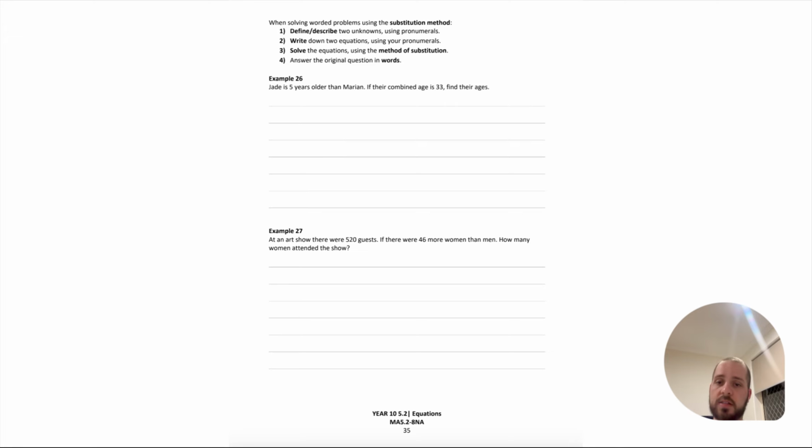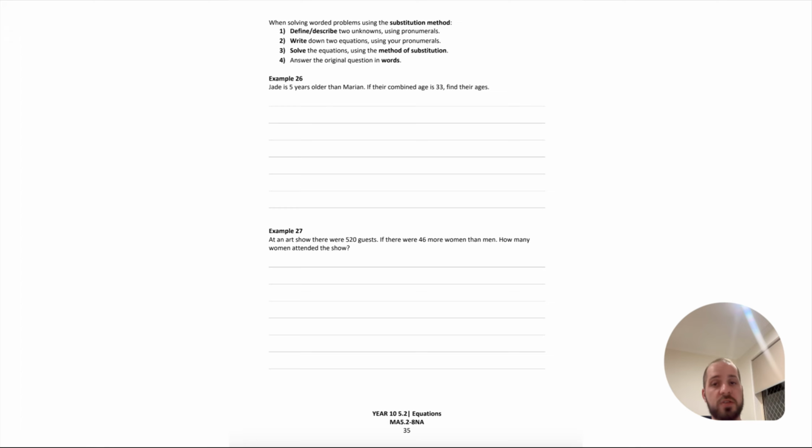All right, let's go through example 27 together. So at an art show, there were 520 guests. If there were 46 more women than men, how many more women attended the show? What would you highlight there? All right, so we've got 520 guests, that's right. So highlight 520 guests. And there was 46 more women than men, that's right. And what are we going to circle? How many more women attended the show?